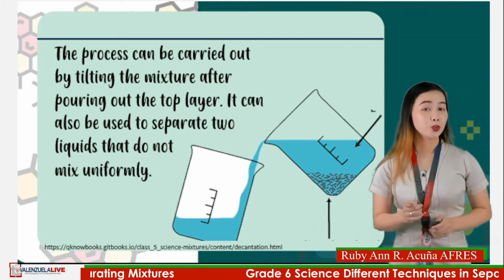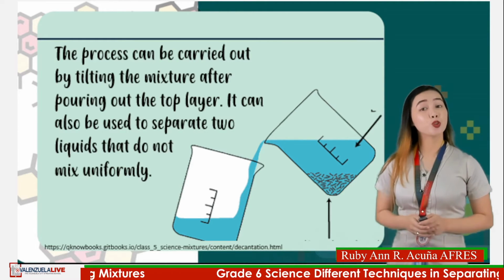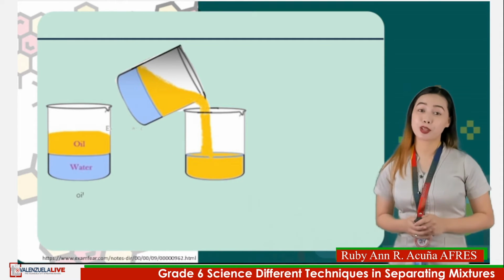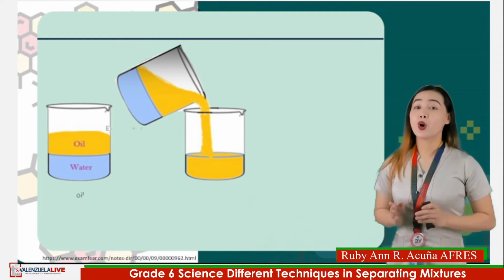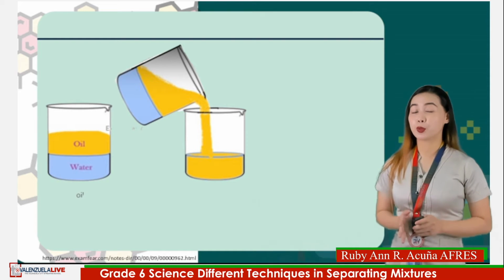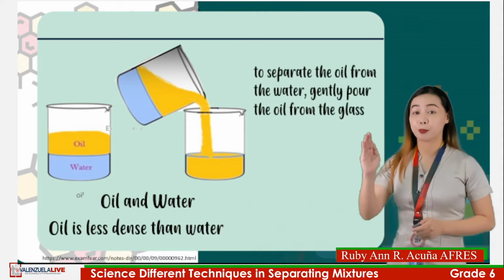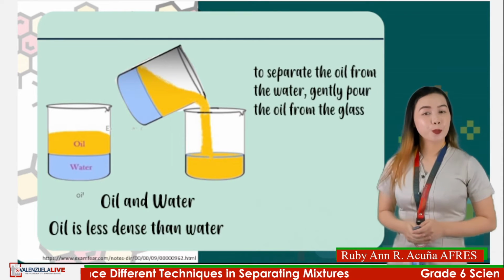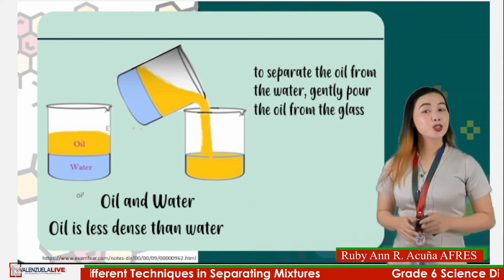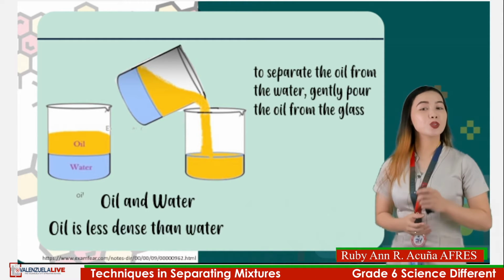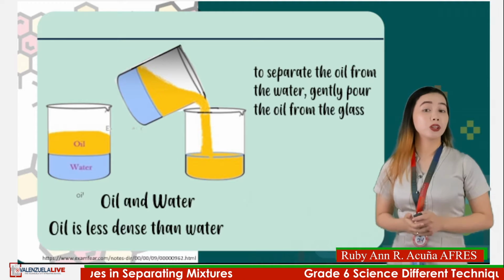And did you know that this method can also be used in oil and water mixture? Yes, it is possible. Since oil does not dissolve in water and is less dense, it stays on top. For you to separate the oil from the water, gently pour the oil from the glass and you can separate the oil from the water.